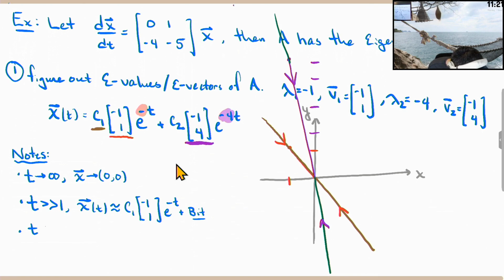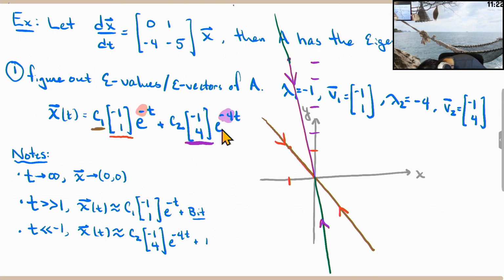Now, if t is much, much less than -1, so I'm way back in history, it's a really big negative number. Both of these exponentials now are blowing up. And since both of these exponentials are blowing up, I ask the question, which one blows up harder? That would be purple. So now purple's guiding everything way far back in time. And so I get purple plus a little bit.